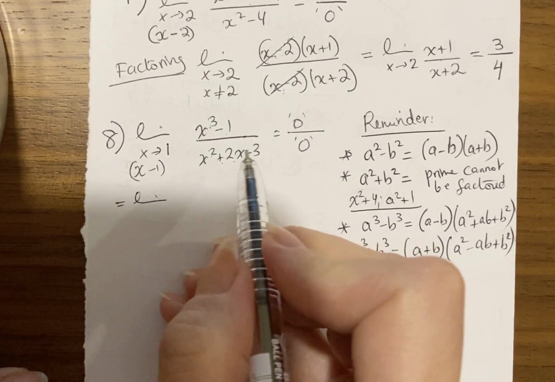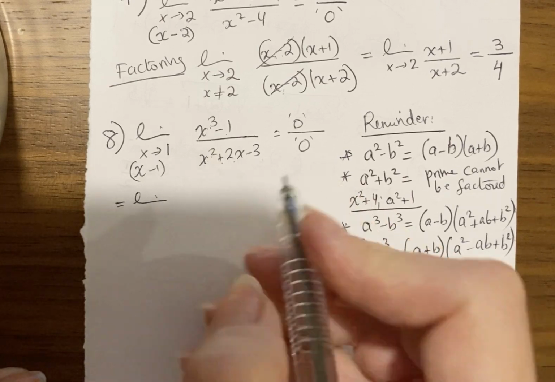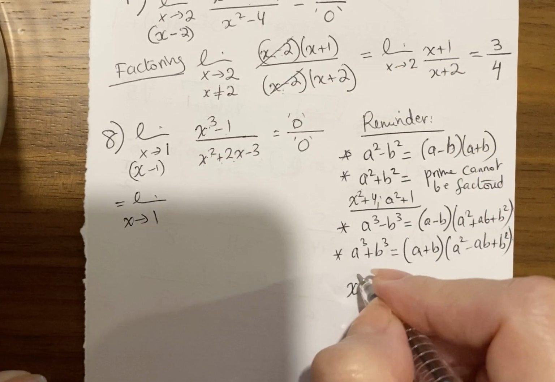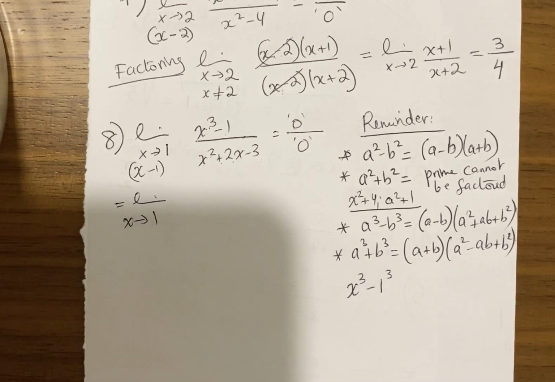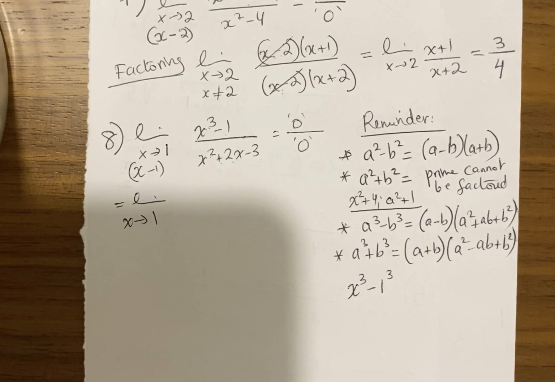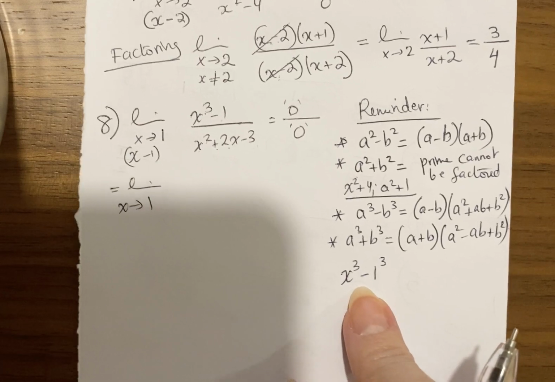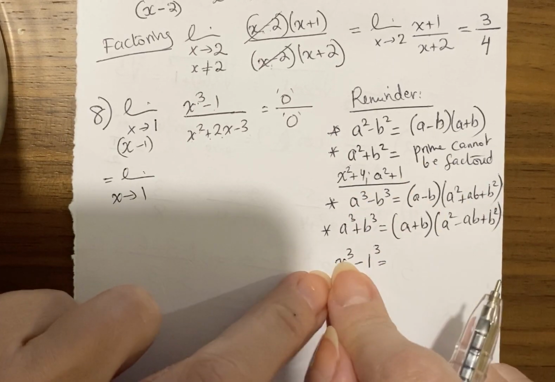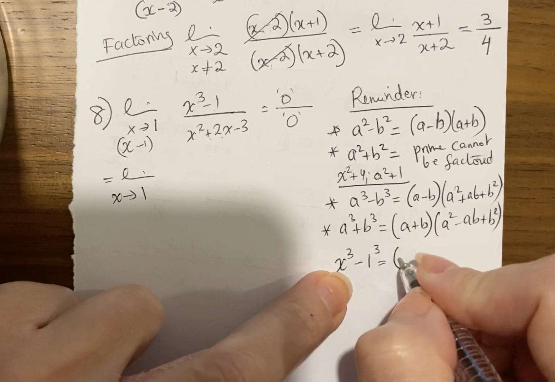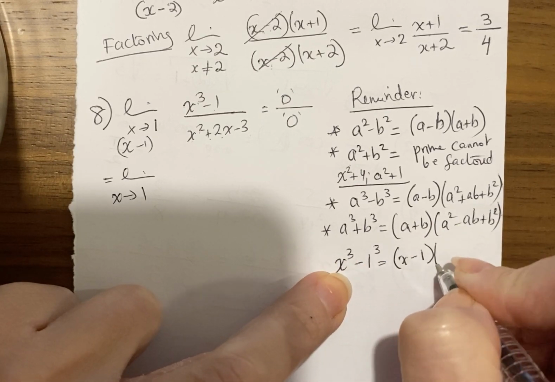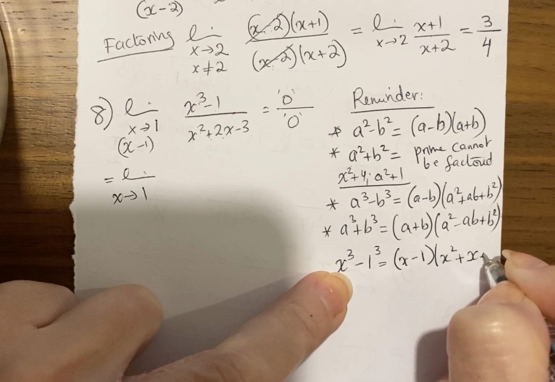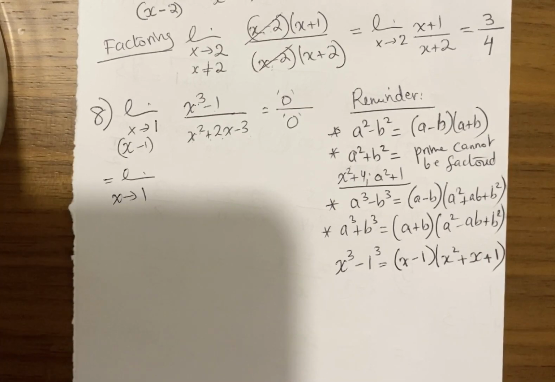So for example here, x cubed minus 1 is the same as x cubed minus 1 cubed, because 1 can be written as 1 squared, 1 cubed, 1 to the power 4. So here it seems reasonable to write it as 1 cubed. Then it will look exactly like this, with a equal x and b equal 1. So it's x minus 1, times the square of the first, the product of the first by the second, and 1.